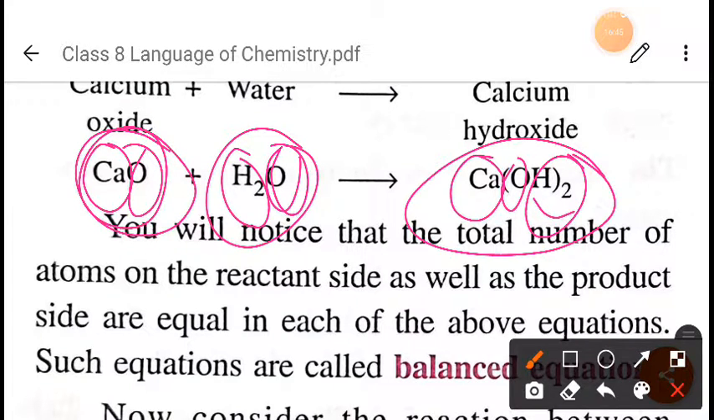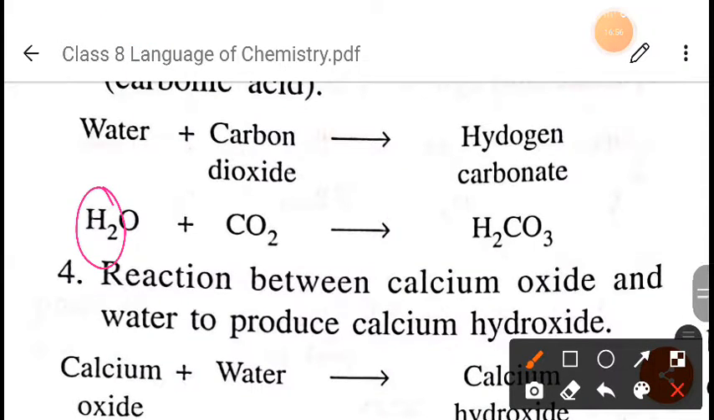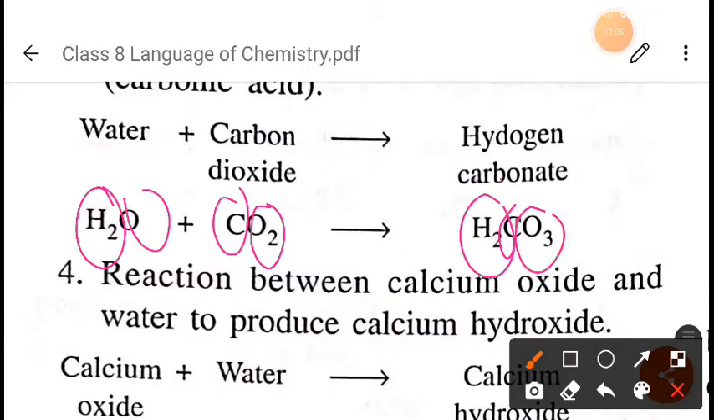Here carbon, oxygen and hydrogen are the same, and here also carbon, oxygen and hydrogen are the same. So such a type of equation is called a balanced chemical equation, right? Now next, here you can also see how many hydrogen? 2. Here how many hydrogen? 2. How many carbon? 1. Here also 1. How many oxygen? 3. Here also oxygen is 3, right?